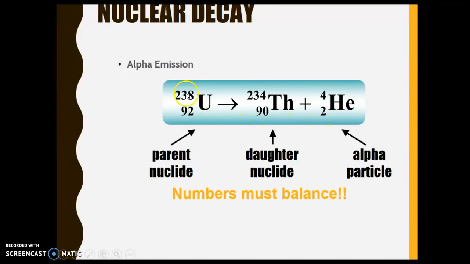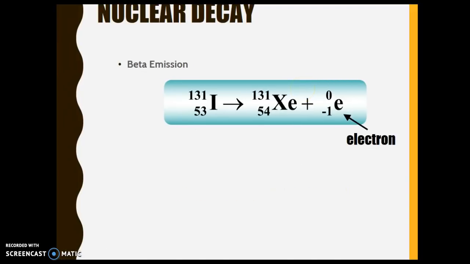Same thing with our mass number. If we started with 238 protons and neutrons, we have to finish with 238 protons and neutrons. When we add those together, we get 238. Let's move on and see beta.